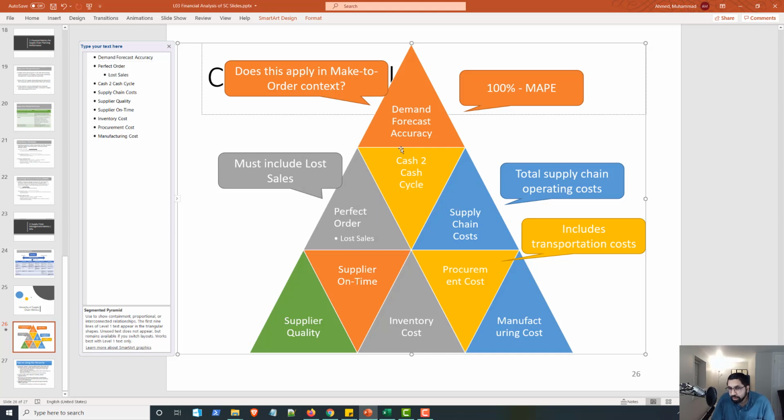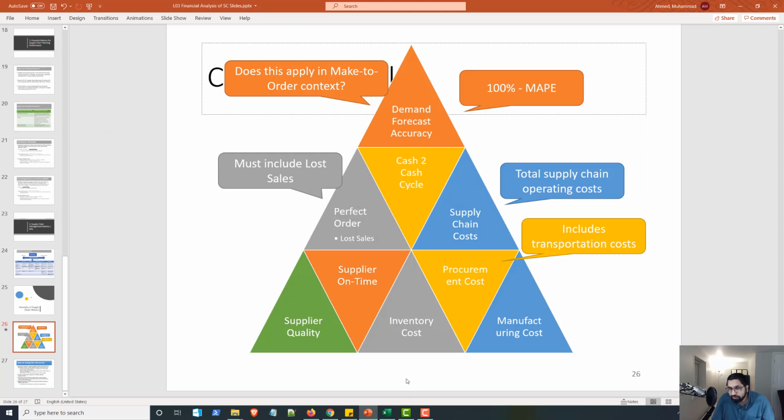Now, the second level is going to be influenced by the third level. So your procurement costs are part of supply chain costs, so that's obvious. Manufacturing cost is part of supply chain costs, so that's obvious. Inventory cost is part of supply chain costs, so that is obvious. Procurement cost includes transportation costs as well. So all these are costs which are going to lead to supply chain costs. Supplier on time is going to impact perfect order. If your supplier didn't send you stuff, how can you sell it to the customer?